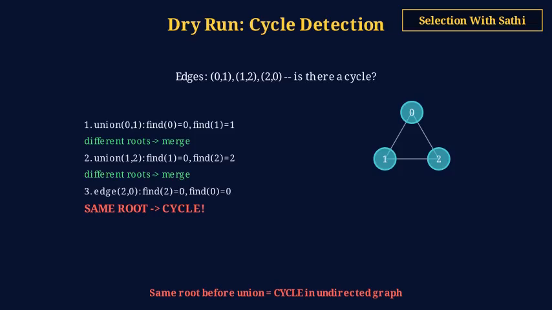Now find root of every node. Nodes 0, 1, 2 all have root 0. Nodes 3, 4 have root 3. Nodes 5, 6, 7 have root 5. 3 unique roots means 3 connected components.